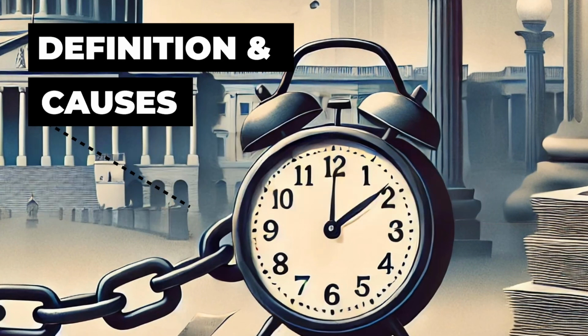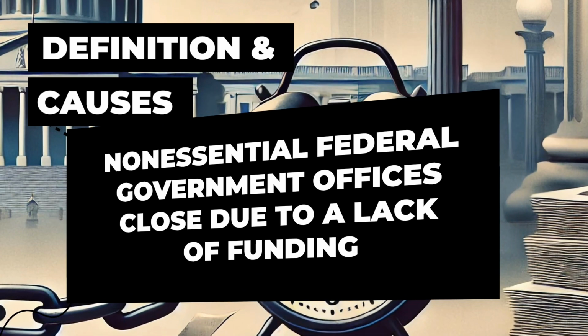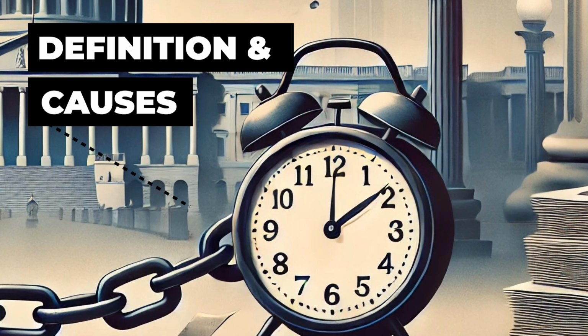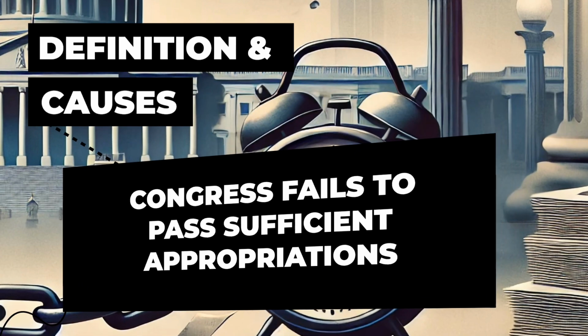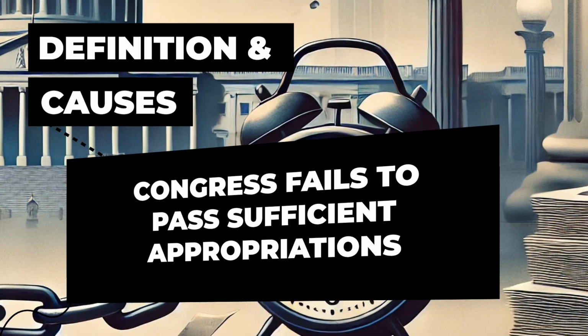Definition and causes. A government shutdown occurs when non-essential federal government offices close due to a lack of funding. This happens when Congress fails to pass sufficient appropriation bills or continuing resolutions to fund federal government operations and agencies.